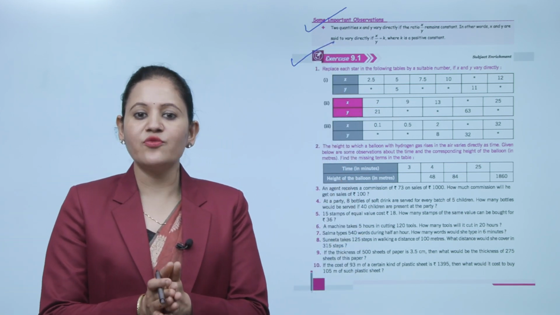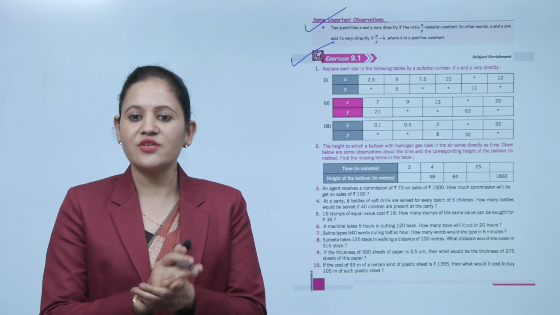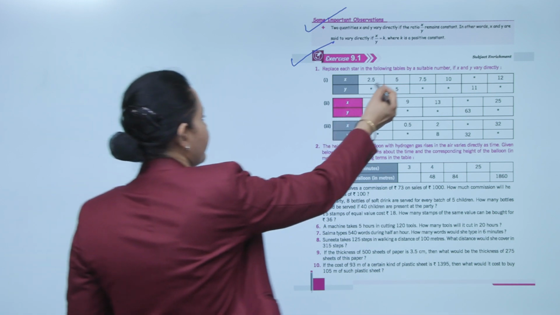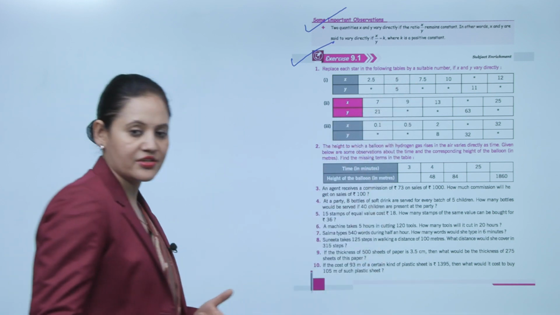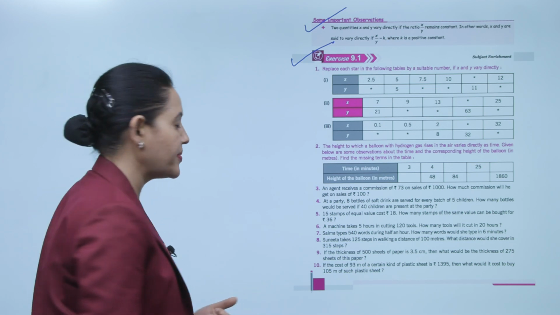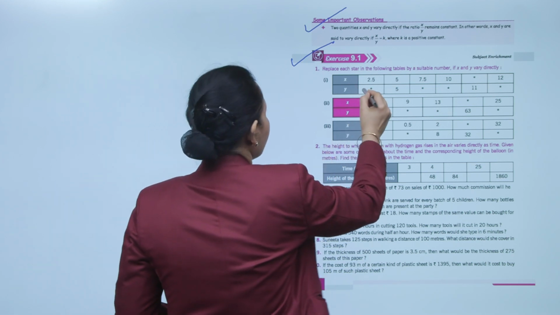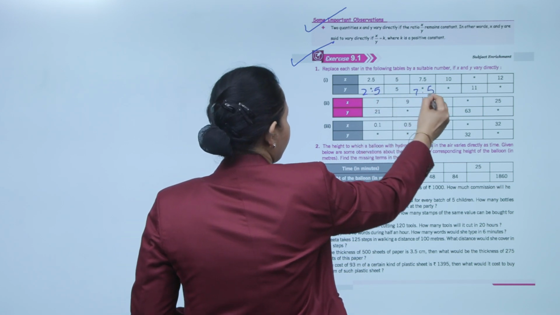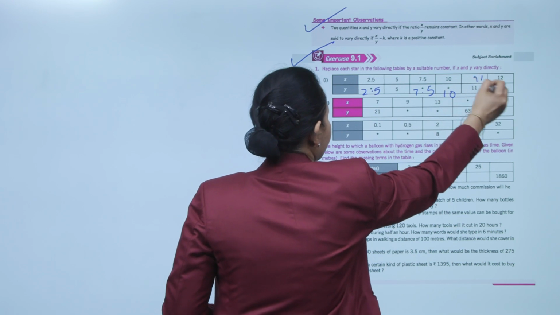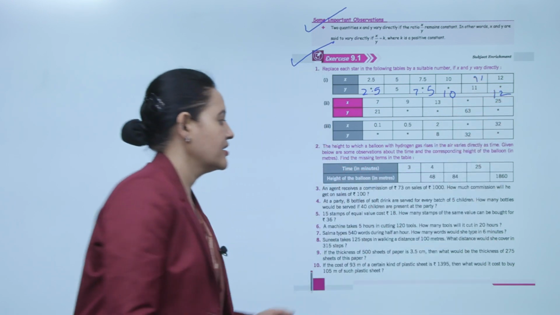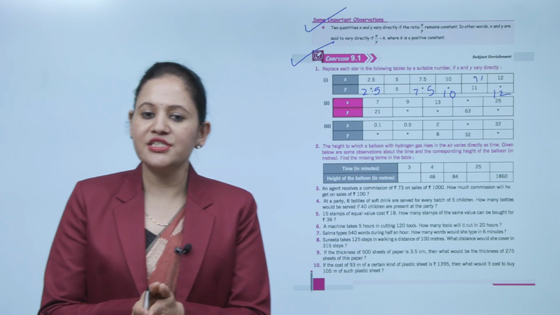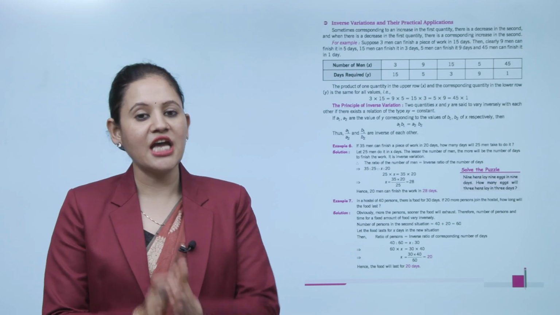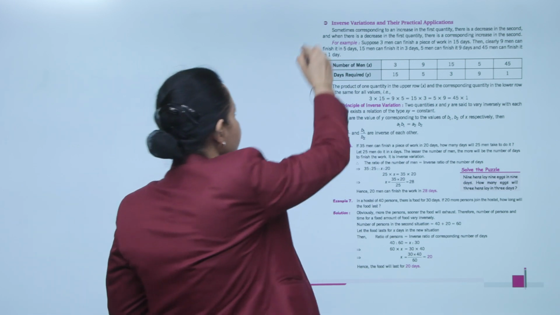Replace each star in the following table by a suitable number if x and y vary directly. So here 5 by 5. So this is the ratio. In direct variation, the ratio remains constant. So here 2.5, 2.5, 7.5, 7.5, 10, 10, 11, 11, 12, 12. Clear? Practice all the questions of this exercise. Next is inverse variation and their practical application.